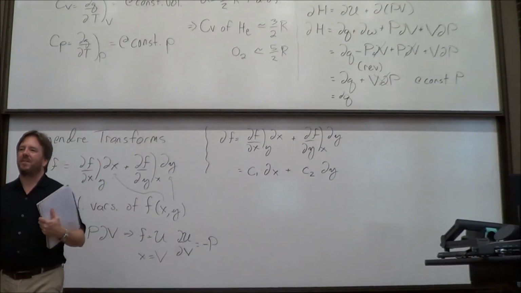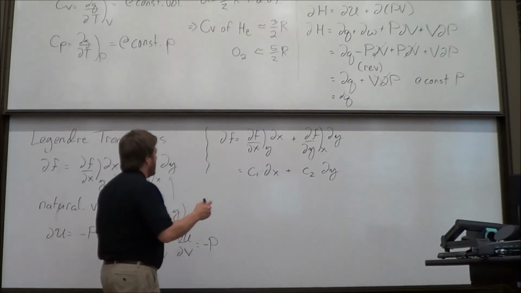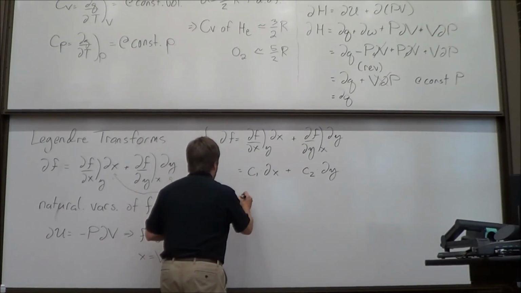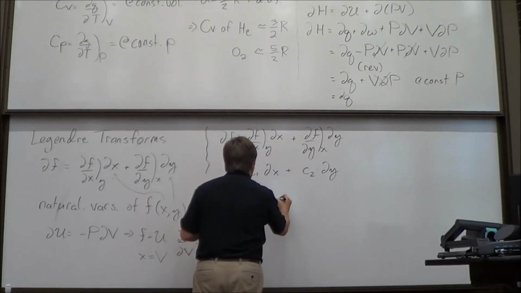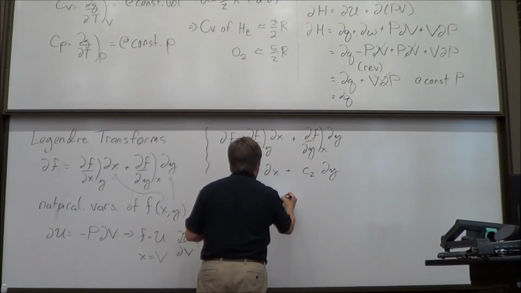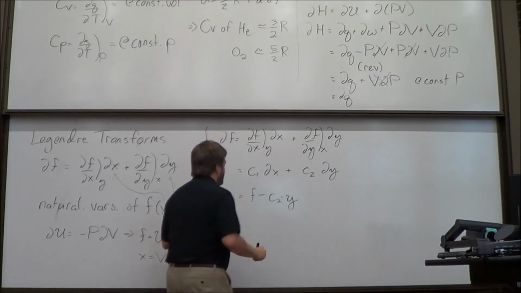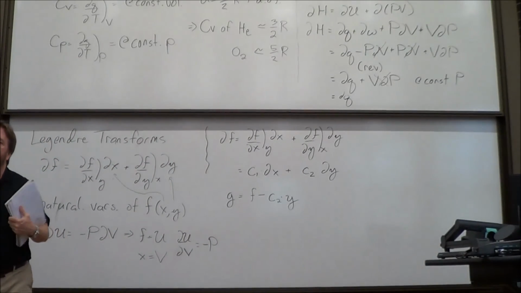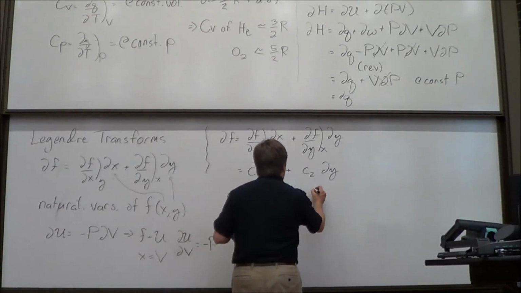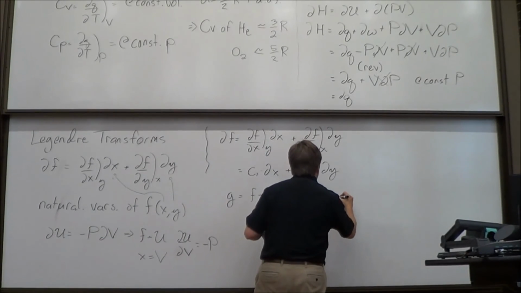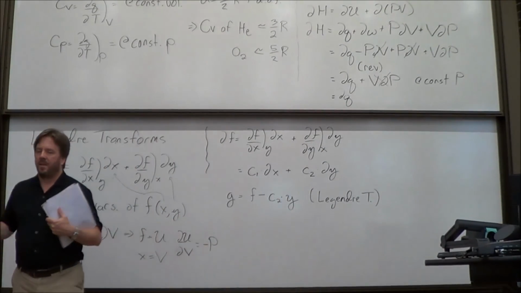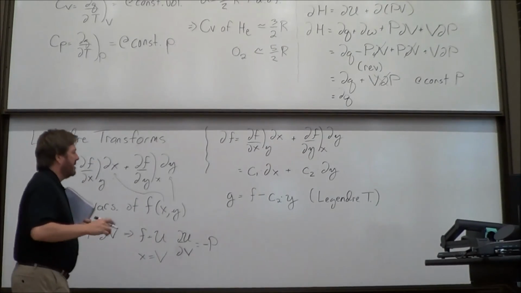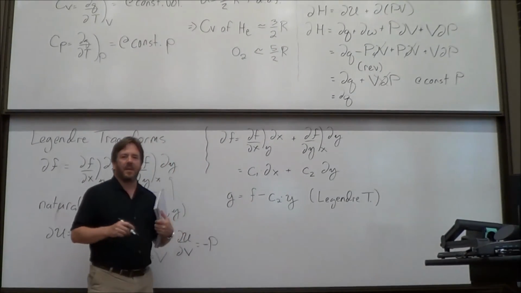Okay, now that I have this, what I want to do is introduce a new function, which is the old function minus, and I'm just doing this arbitrarily, C2 times Y. This is the Legendre transform, by the way. So I'll write that down. This is what it's mathematically defined as. G is a Legendre transform of F.